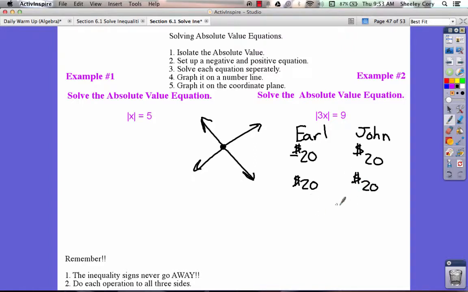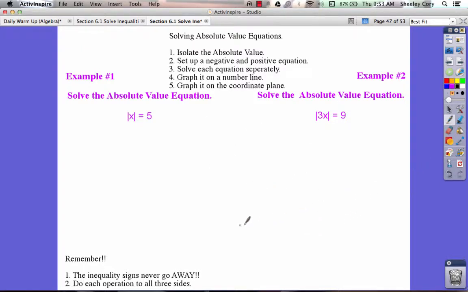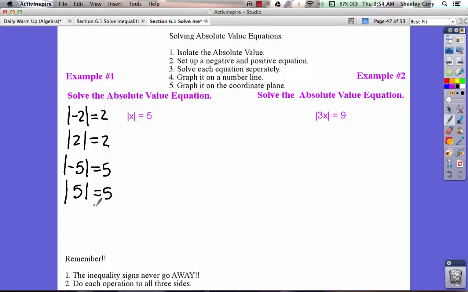So let's take this concept of the distance from 0 and let's apply it to some problems and let's solve some absolute value problems. Looking at this first absolute value equation, this is the easiest type of equation. It says the absolute value of what number equals 5. Well, first off, we know the absolute value of negative 2 is 2. We know that the absolute value of 2 is also 2. We know the absolute value of negative 5 is 5. And we know the absolute value of 5 is also 5.